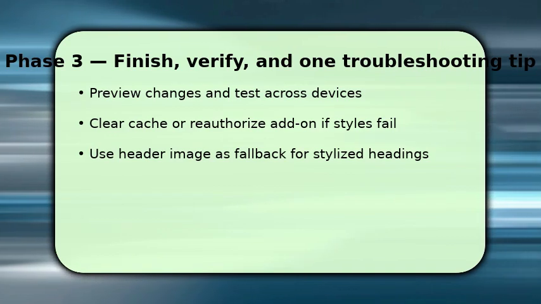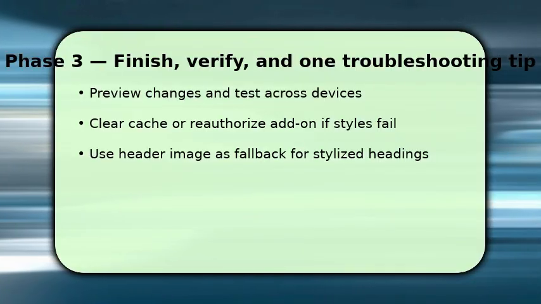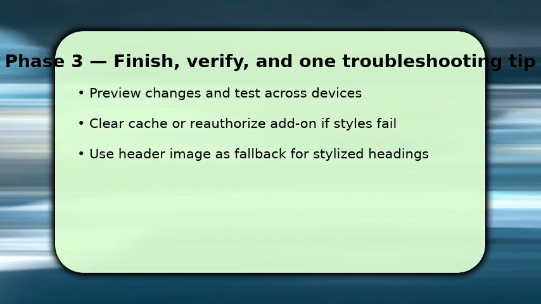If styles don't appear, clear your browser cache, reauthorize the add-on, or resave the embedded page. Add-ons sometimes need permission refresh. As a final fallback, create a header image with the exact typography you want and upload it. Make sure to keep accessibility in mind and provide readable text alternatives when you use images for type.